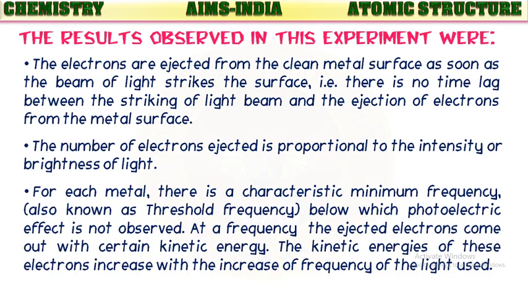For each metal, there is a characteristic minimum frequency below which photoelectric effect is not observed. At a higher frequency, the ejected electrons come out with a certain kinetic energy. The kinetic energies of these electrons increase with the increase of frequency of the light used.